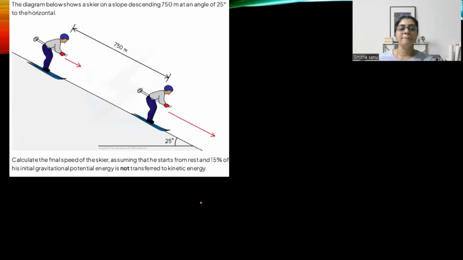Let's see an example here. A person is skiing down the slope, okay, through a distance of 750 meters and making an angle of 25 degrees with respect to horizontal. The skier starts from rest, and 15% of the initial GPE is not transferred to kinetic. So out of 100%, 15 is not transferred, means 15 is lost. What is left is 85%. So can I tell that 85% of the gravitational potential energy is getting converted to kinetic energy?